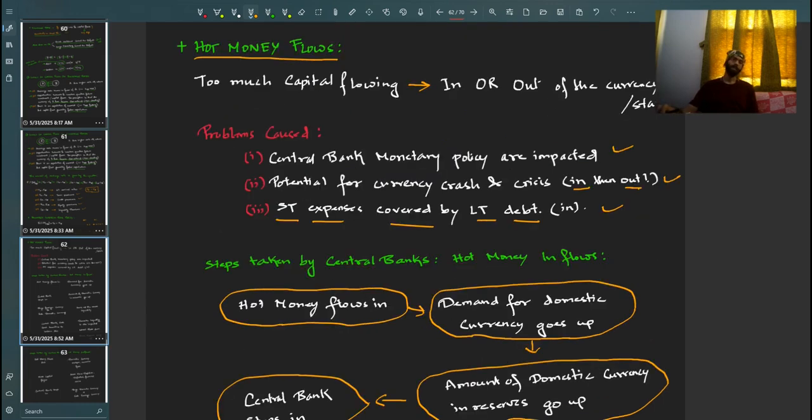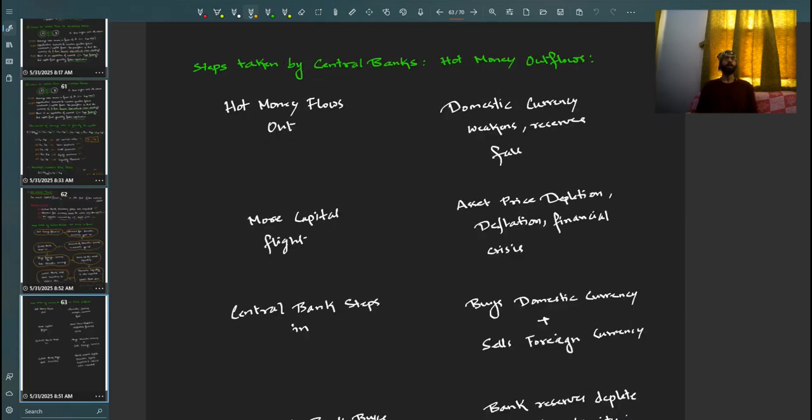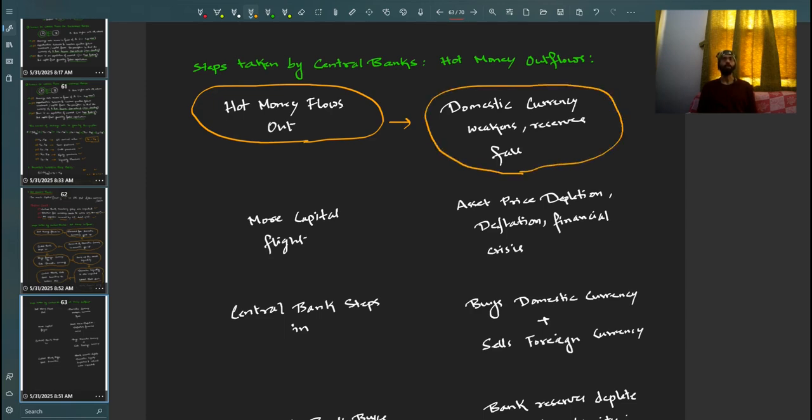Now what if the hot monies are flowing out? What to do then? Let's discuss. Hot monies are flowing out, right? This is the situation. As a result, the domestic currency is weakening. Reserves are falling. The reserves are falling for the domestic currency.